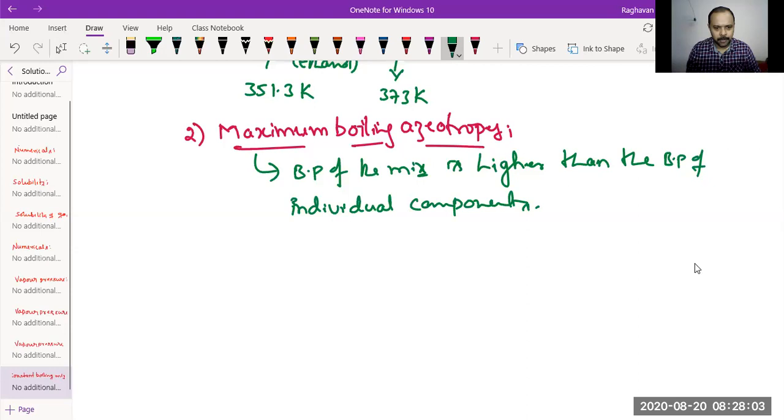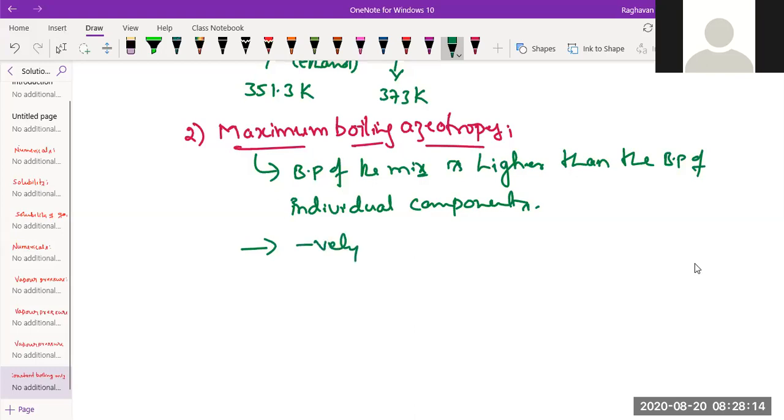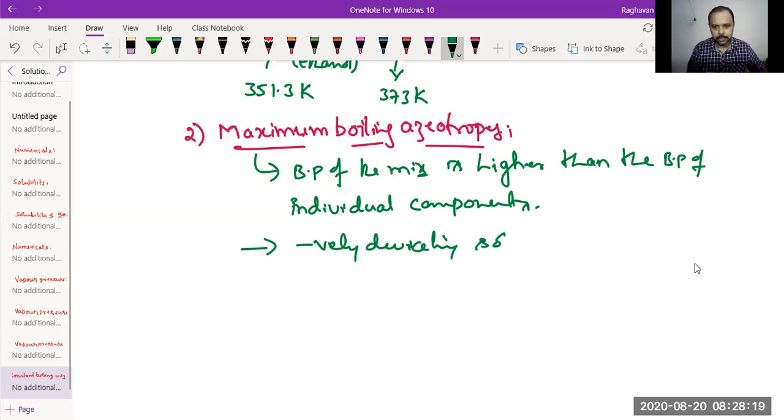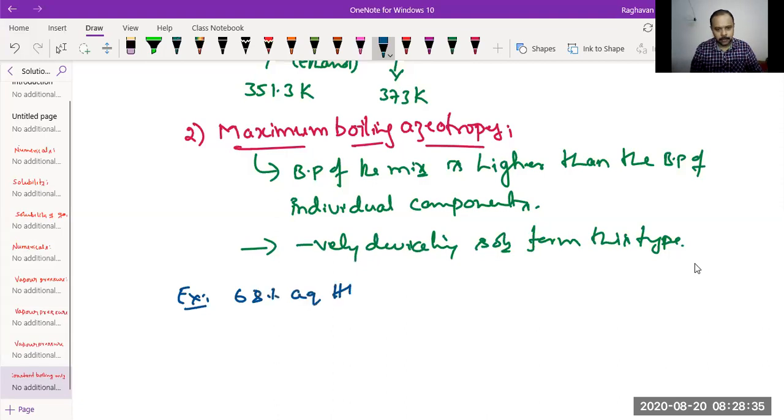Generally, what type of liquid mixtures can be examples? I think you can say negatively deviating solutions for this type of mixtures. Okay. We'll take an example: 68% aqueous HNO3.